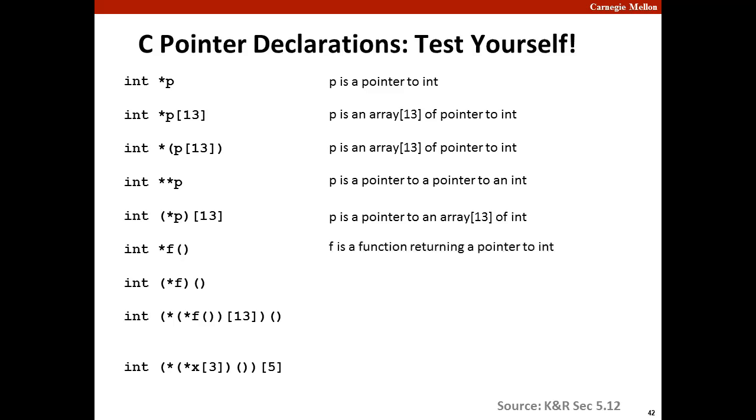In star f, well, you know, f is a function returning a pointer to an integer, right? Because this is just the same as if that was float f. That would be a function that returned a float. This is int star f. It's a function that returns an integer pointer.